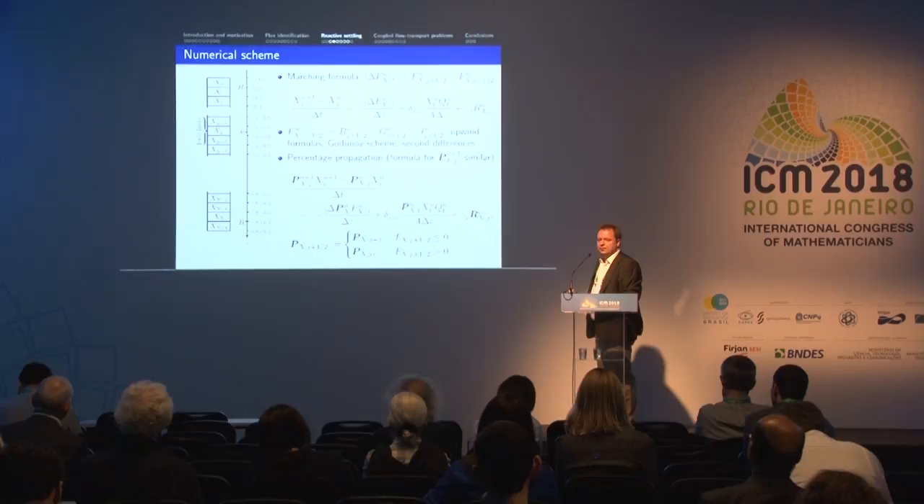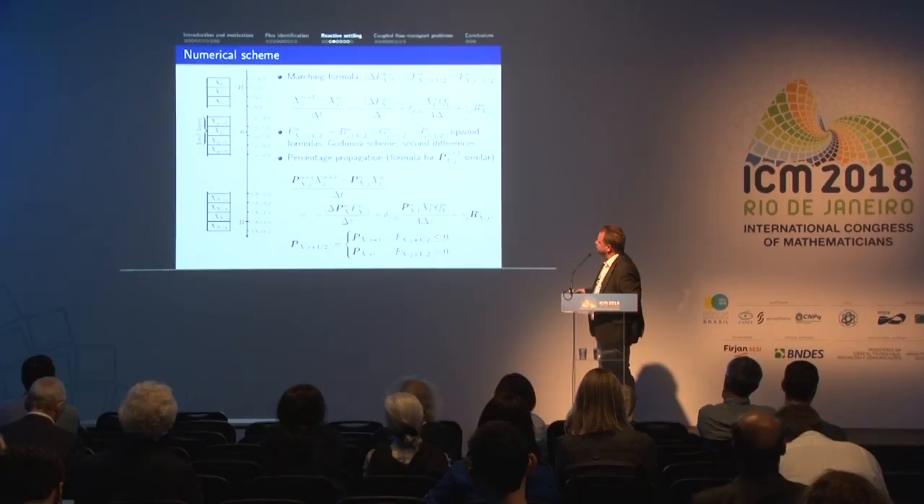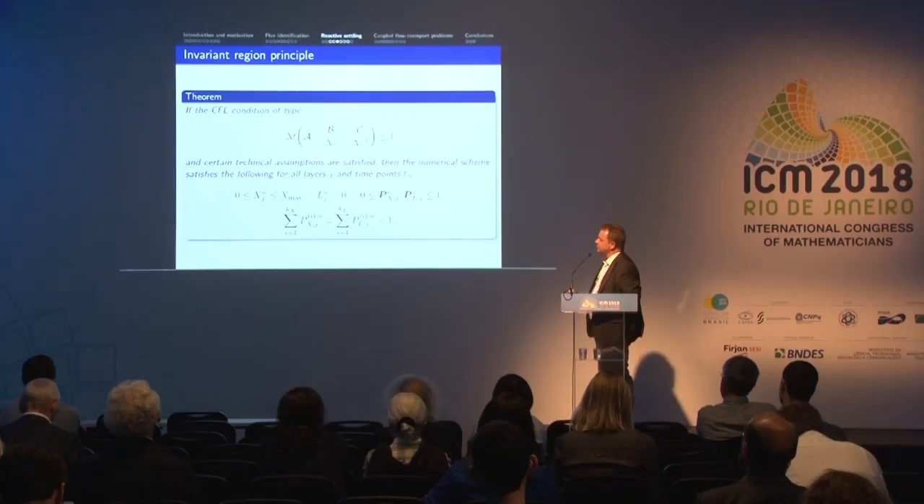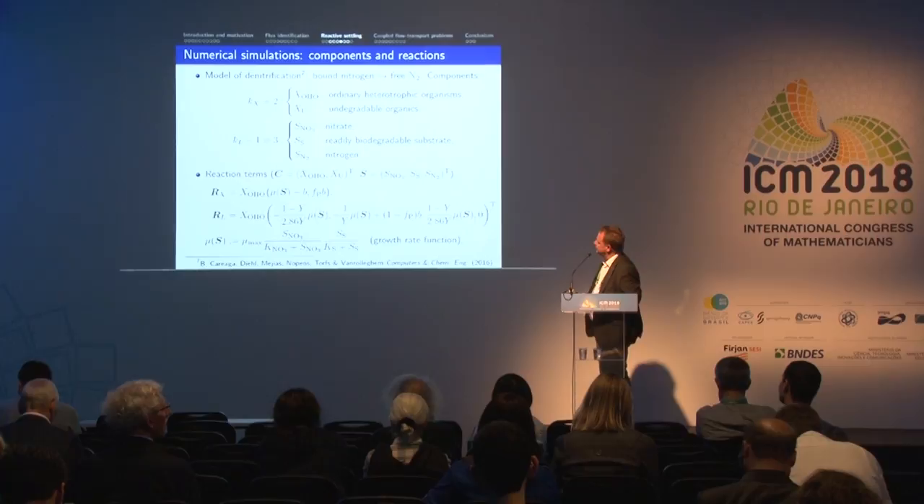A new ingredient was the mechanism of percentage propagation. We want to use the information coming from the updated total biomass to update also the percentage values. This was done by a particularly designed scheme, which has here a contribution that involves upwinding according to the sign of the total discrete flux. This has been implemented numerically, with the result that under a suitable CFL condition given here, we obtain physically reasonable solutions, that is, the concentrations live between zero and the maximum one, and all densities and percentages behave as they should.